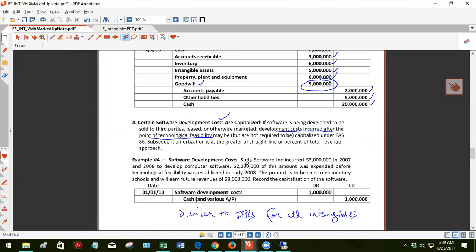Okay. So you can take a look at it, but I'm not going to be too worried about software development costs. It's an exception to the general rule that R&D is expensed. Whenever you come into a situation under US GAAP, if it's not software development cost, you should assume R&D is expensed.